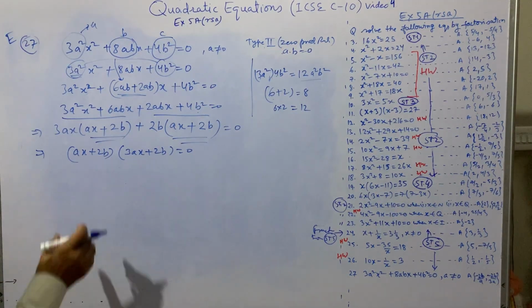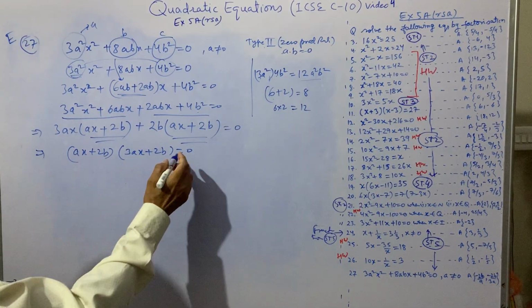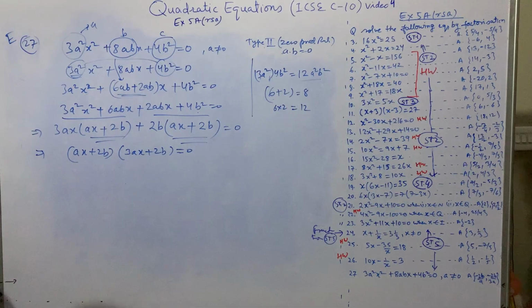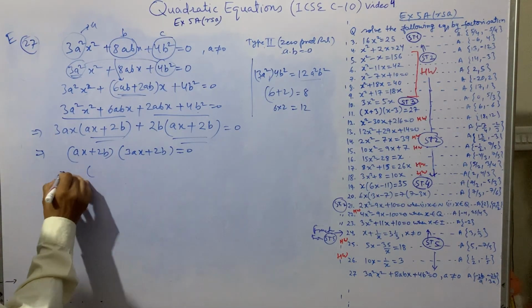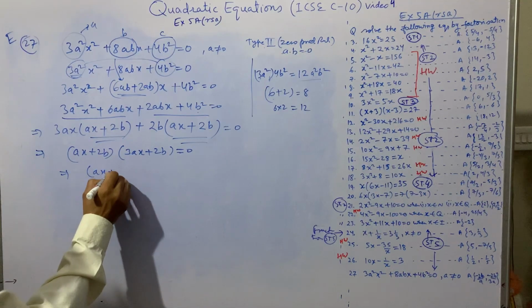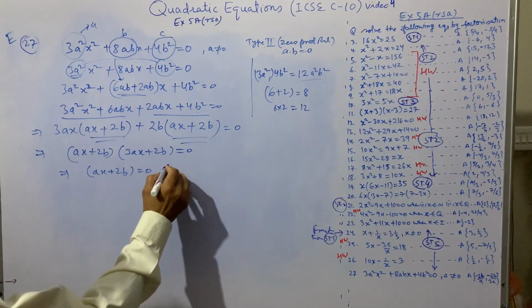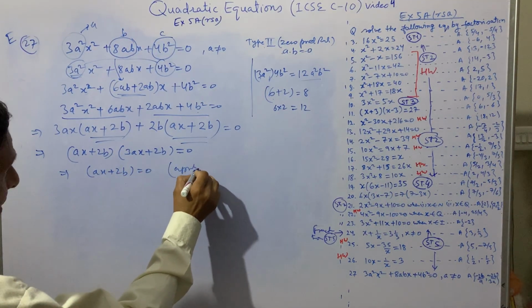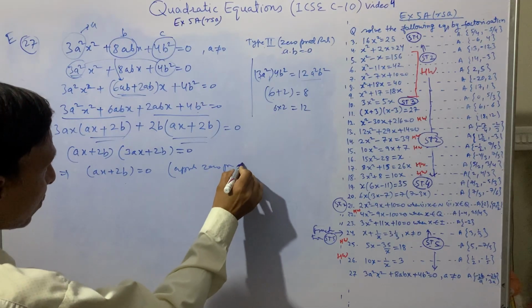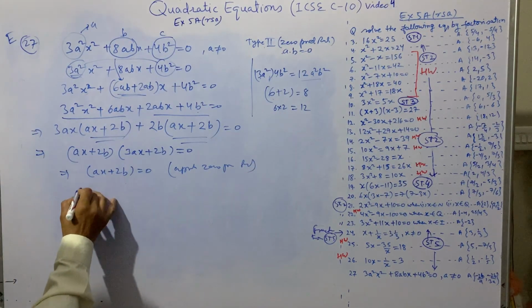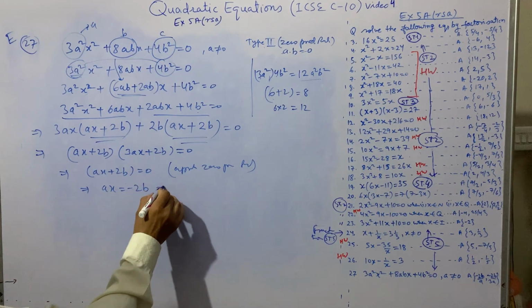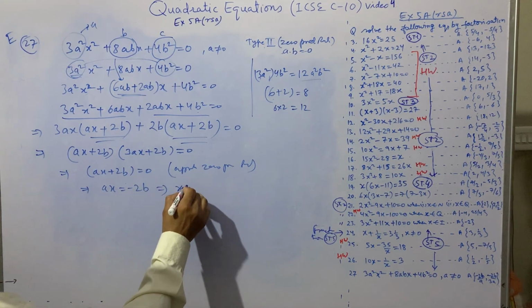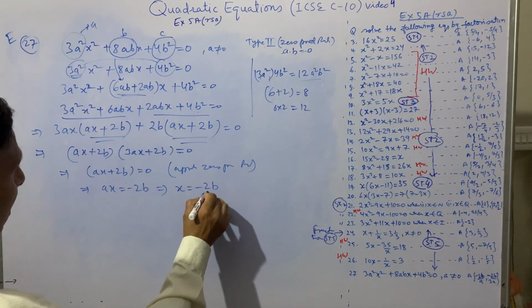Now because it comes in the form a times b is equal to 0, we can easily apply the zero product rule. On applying the zero product rule, ax plus 2b is equal to 0, so ax is equal to minus 2b. So the value of x would be minus 2b upon a.